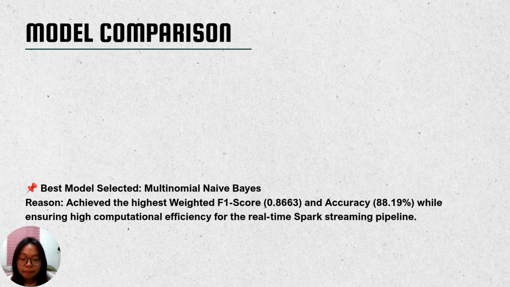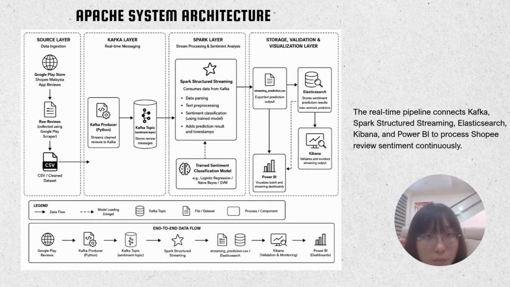Thank you. Okay, so now I will talk about the overall Apache system architecture. The process starts from Shopee Malaysia Google Play reviews. After the data is collected and cleaned, the clean review dataset becomes the input for the real-time pipeline. In this architecture, Apache Kafka is used as the messaging layer. It receives the clean review data from the Kafka producer and stores the messages in a topic called sentiment topic.